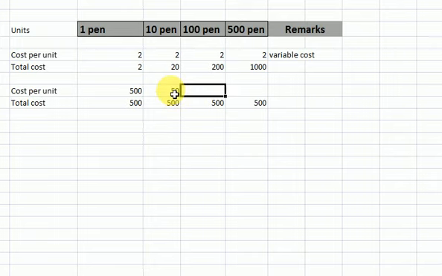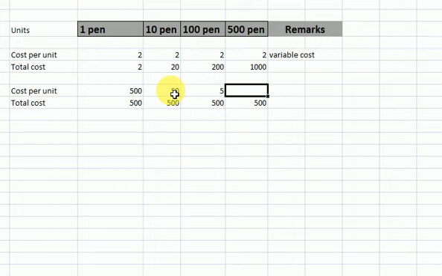Clear? Now we further increase the number of units to 100, and the total cost is 500. So the per unit cost further decreases. 500 divided by 100 is equal to 5.